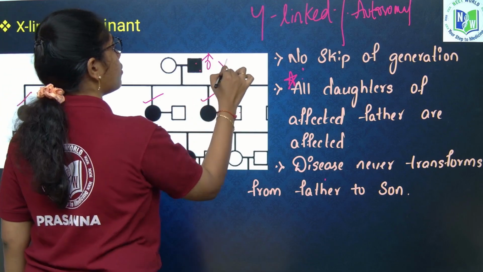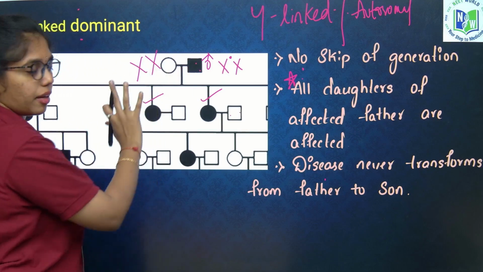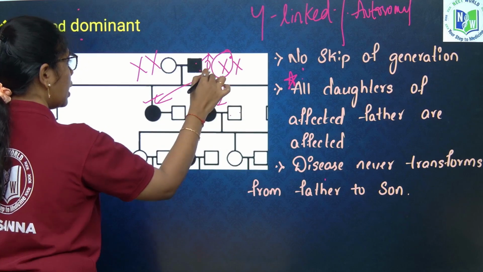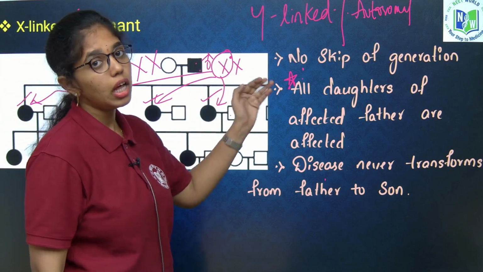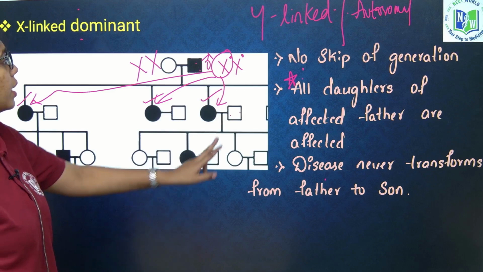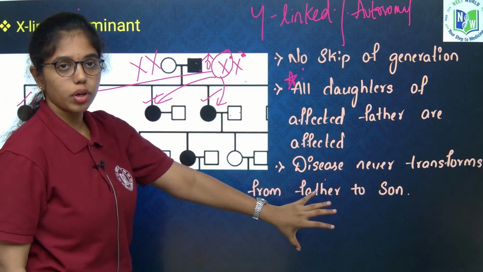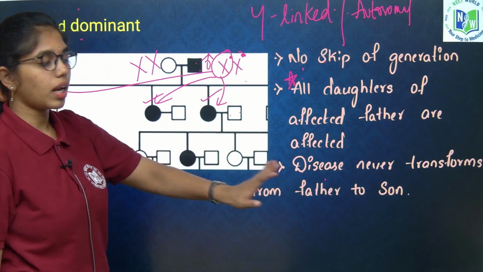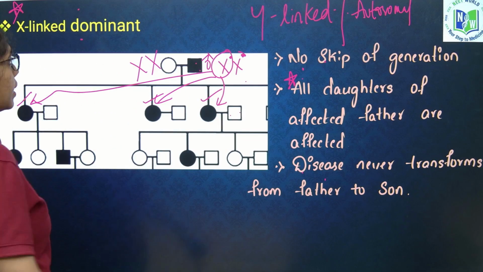For example, the father is heterozygous, let us assume he is affected, and the mother is unaffected. One X chromosome transferring to each daughter leads to the disease, right? If it is homozygous, definitely all the daughters will be affected. If it is heterozygous, possibilities are there. So this you have to remember: no skip of generation, all the daughters of an affected father are affected, and the disease never transfers from father to son. This is with respect to X-linked dominant disease.